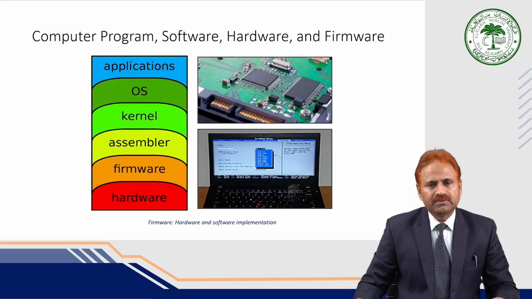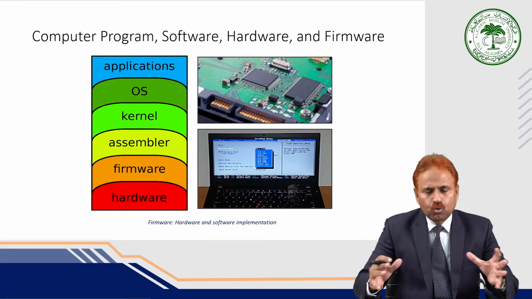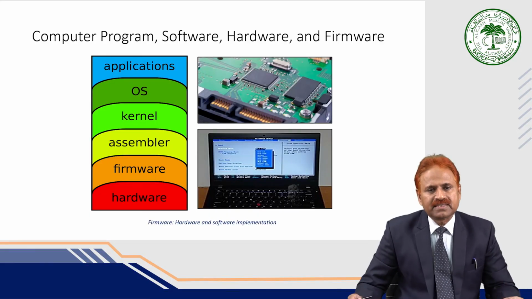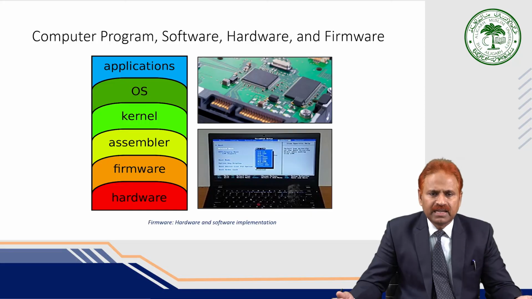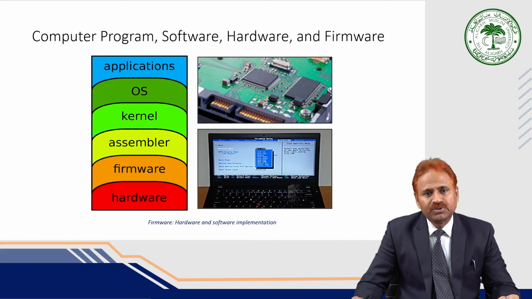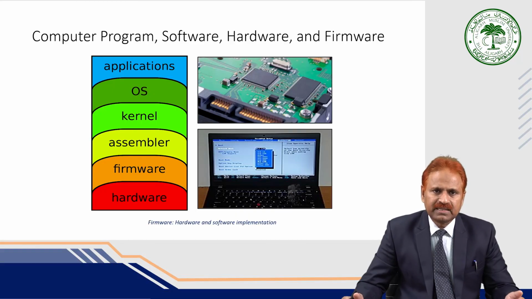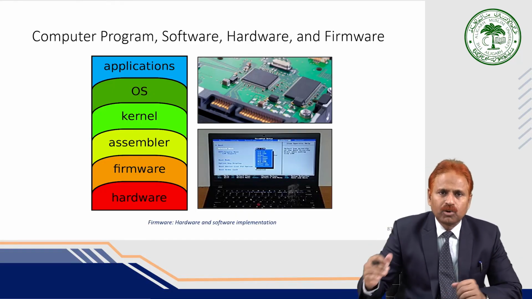Here we can see from this block diagram that at the core, or the center, or the lower level is the hardware, which only understands binary language, or you can say the digital language, the language of 1 and 0. Above that we do have the firmware. One level up we do have the assembler. Above that we do have the kernel and then the operating system. And at the topmost level we do have the application program. Users basically interact with the hardware with the help of application programs.